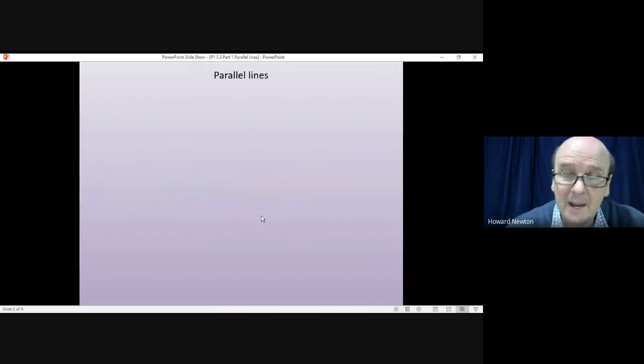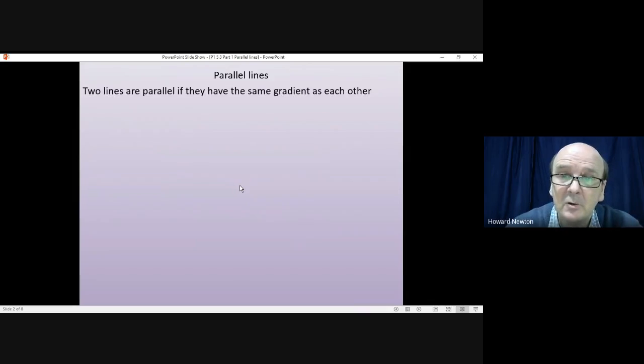Two lines are parallel to each other if they go in exactly the same direction, if they've got the same steepness, or if they've got the same gradient as each other. And that's easy to tell if the lines are written in the form y equals mx plus c, because m tells you the gradient of the line, and you can see if they're the same.